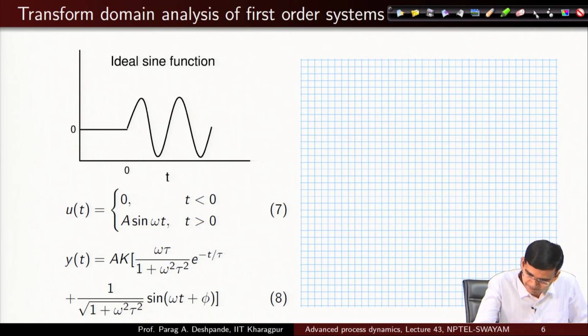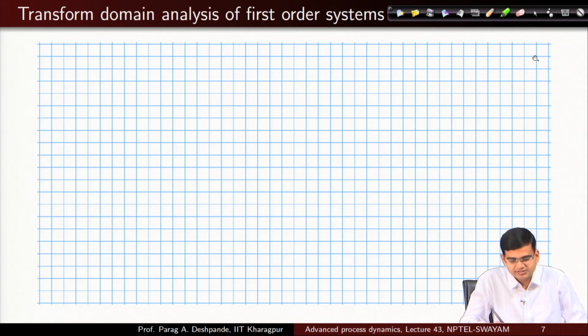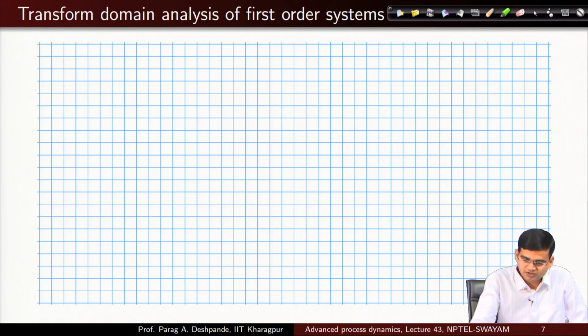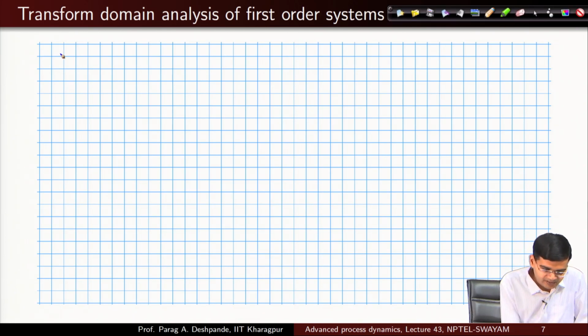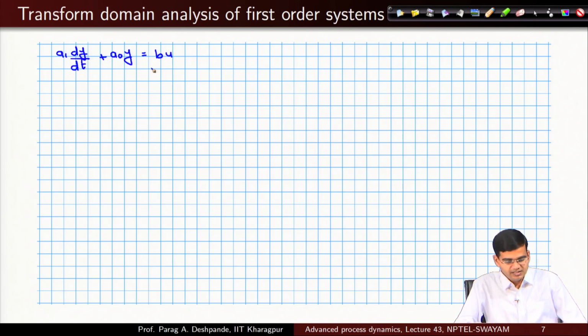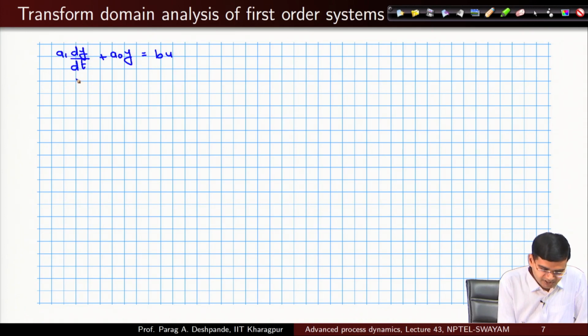Okay, now one more thing about the importance of gain of the system. So, what we saw is that we had the equation of this form a 1 d y by dt plus a 0 y is equal to b u, right. And then for this particular system you had y bar of s divided by u bar of s is equal to k upon tau s plus 1.